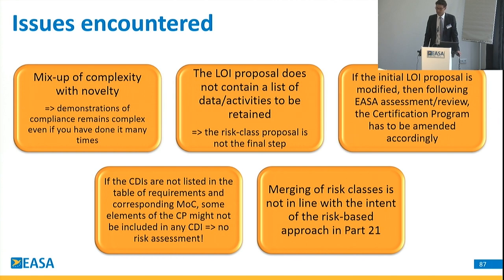Merging of risk classes is not in line with the intent of the risk-based approach in Part 21. In the advanced application phase, we had at least one case where someone had the brilliant idea to put risk class 1 and 2 together, no involvement, risk class 3 and 4 together, some involvement, and that's it. Okay, at least it's simple, but it's not really risk-based anymore. So this is not in line with Part 21, and keeping 4 risk classes should be the way forward.